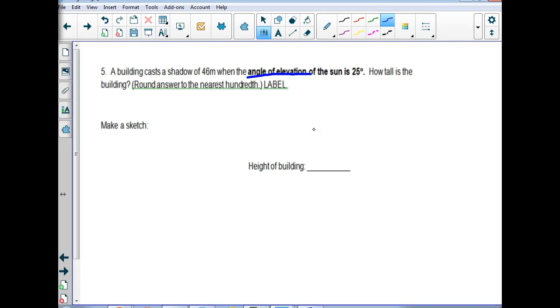Angle of elevation is an angle opening upward from a horizontal. So in your sketch, you have a horizontal line. There's an angle opening upward. That would be your angle of elevation of the sun, which is 25 degrees, and clearly mine's not to scale. But your sun would be somewhere up there in the sky, casting rays. Then you get shadows on the ground from that, which forms a right angle if you drop a perpendicular from that angle of elevation.